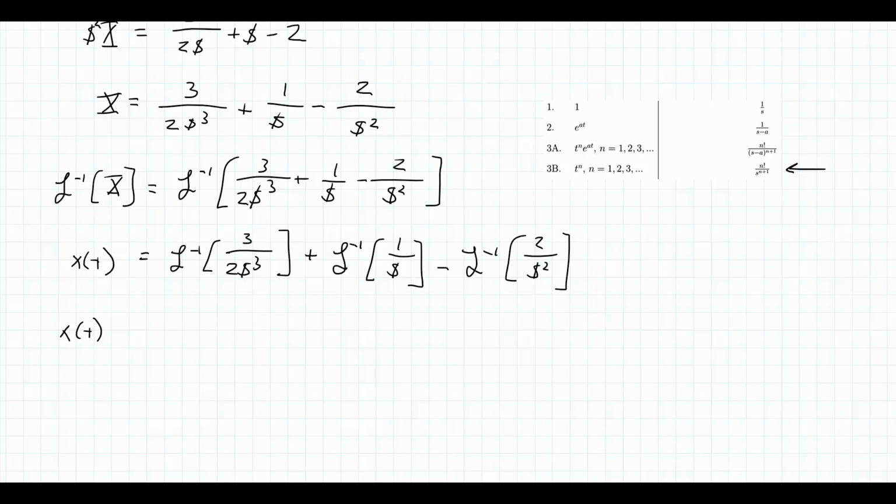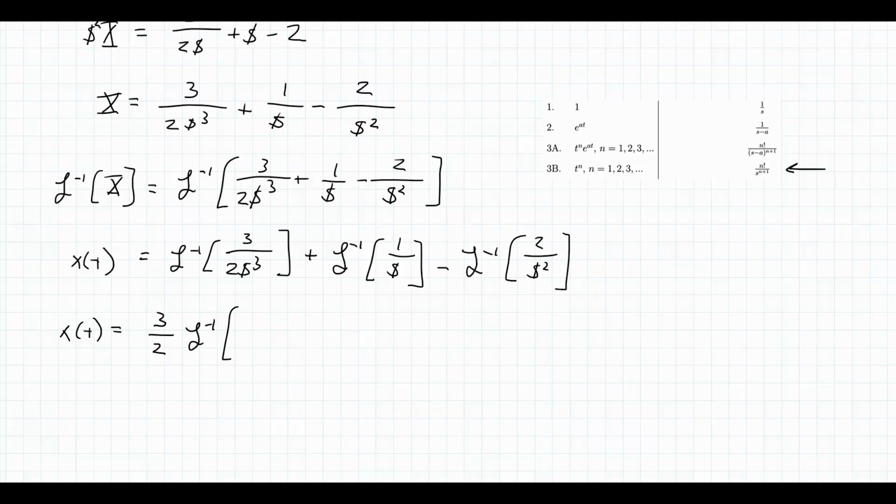Right, now I'm going to manipulate these as necessary so that I will be able to use my table to conduct my inverse Laplace transform. If I look at the first term, it kind of looks like 3b at the moment, but I'm going to rewrite it so that it looks exactly like what we have in 3b.